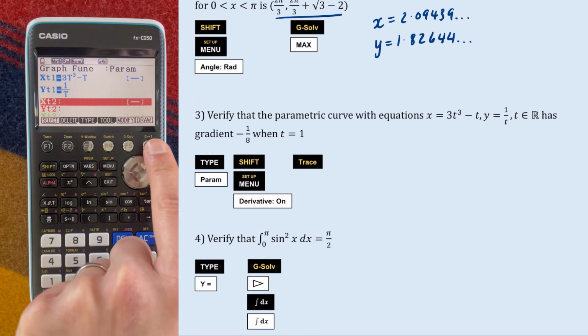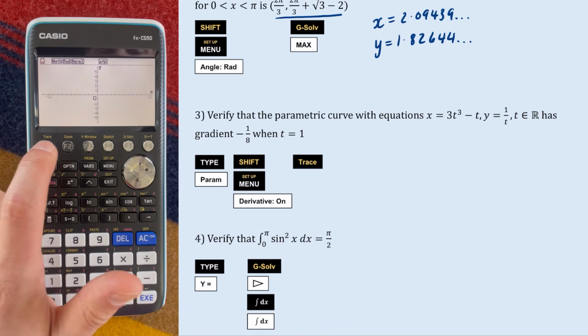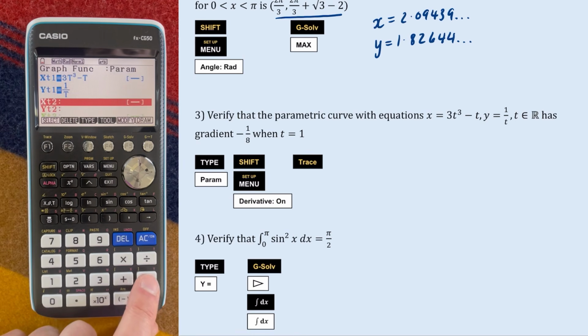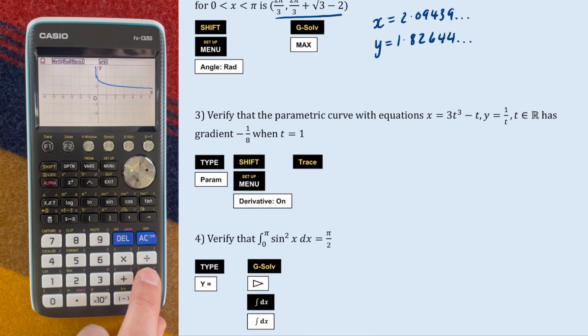So I am going to draw this graph. If we can't see much of what's going on here, let's just set the visible window to the initial and draw it, and then I'm going to zoom out a bit as well. So we're going to try and find out what the gradient is. We're going to try and show that the gradient is -1/8 when t equals 1.